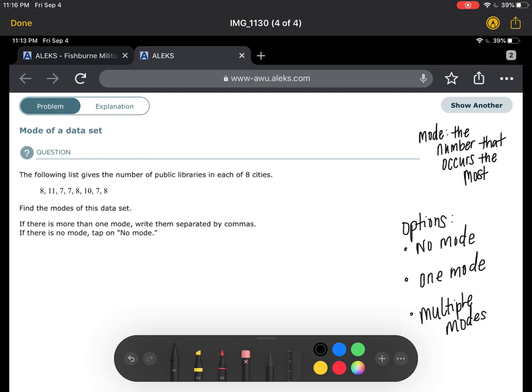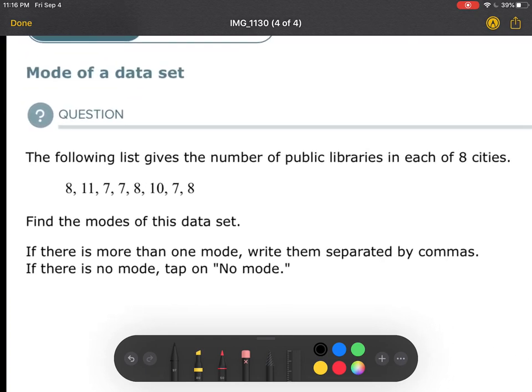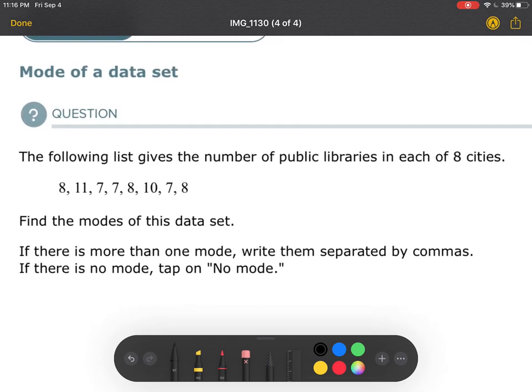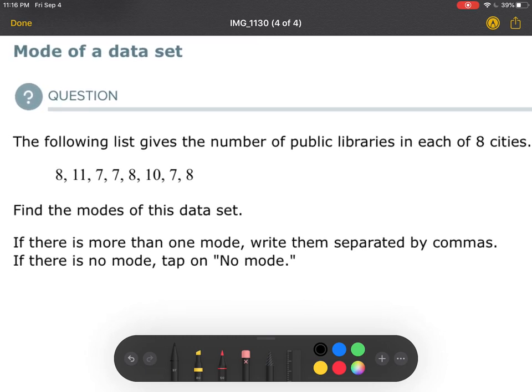So it says the following list gives the number of public libraries in each of 8 cities. Find the modes of this data set. If there is more than one mode, write them separated by commas. If there is no mode, tap on no mode. So to do this, I'm just going to look at the numbers. So it says 8, 11, 7, 7, 8, 10, 7, and 8.